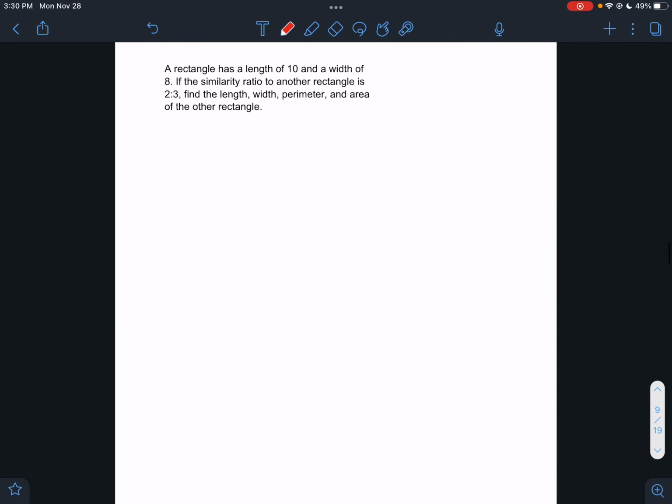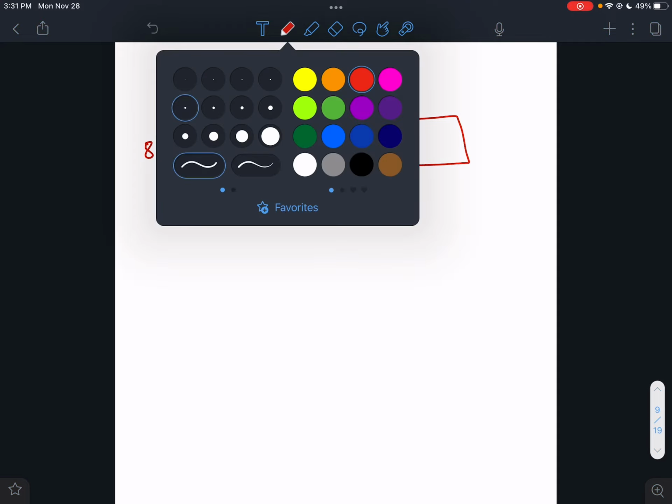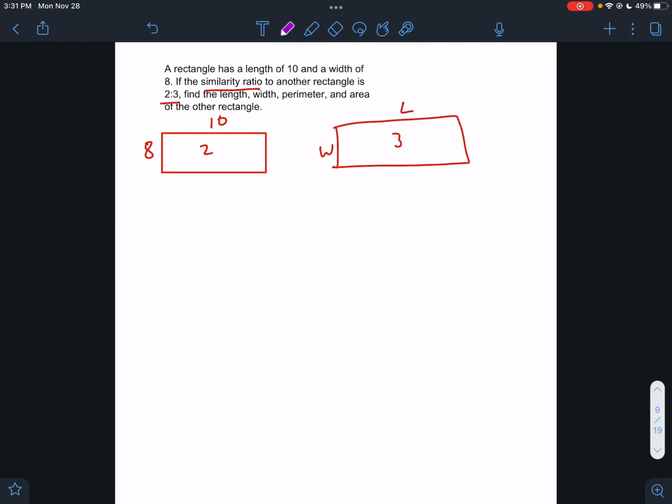So let's solve a problem. So here we have a rectangle, and they tell us that the length is 10 and the width is 8. We have a larger rectangle. I'm going to call it the width W and the length L. And they tell us that the similarity ratio is 2 to 3. So for every 2 we have over here, there's 3 on this one. So I'm going to do all my solving with ratios because that's what you're going to have to do this chapter. So let's get the length using ratios.